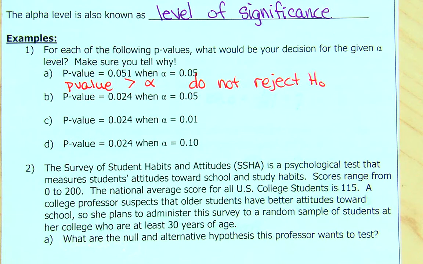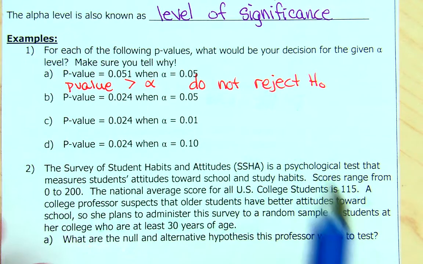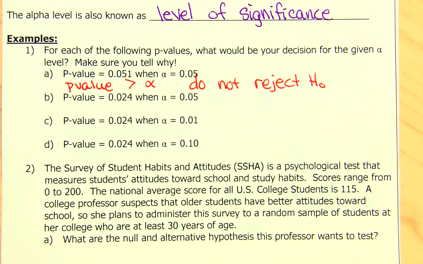Okay, please hear me say this, because I do not want anybody to miss this on the quiz or test. You never, ever, ever accept H0. Do not do that. It'll be wrong every time. You either reject H0 or you do not reject H0. Those are the only two possible conclusions. You cannot do anything other than reject H0 or do not reject H0.